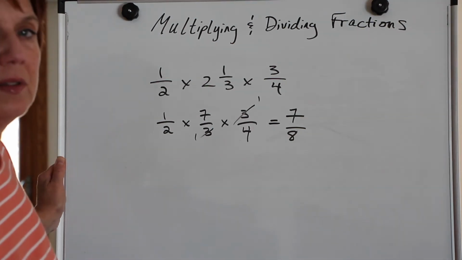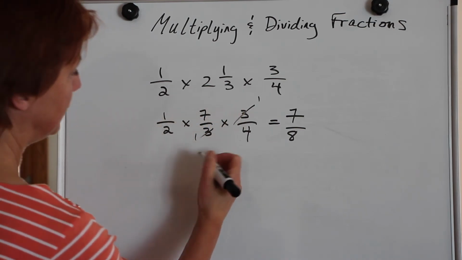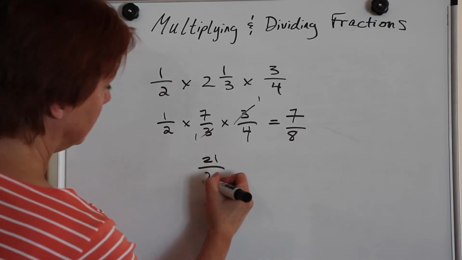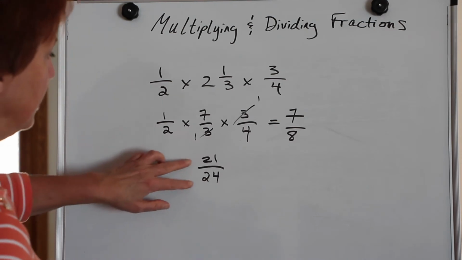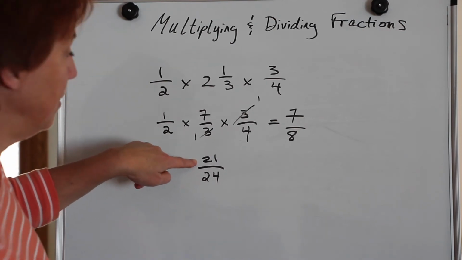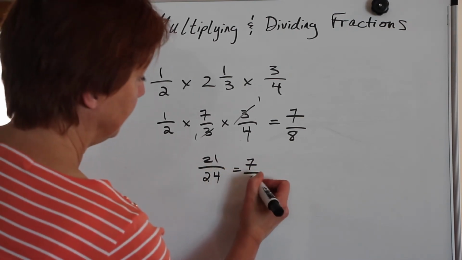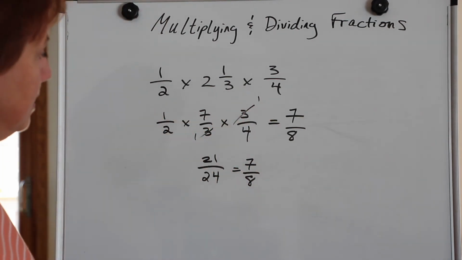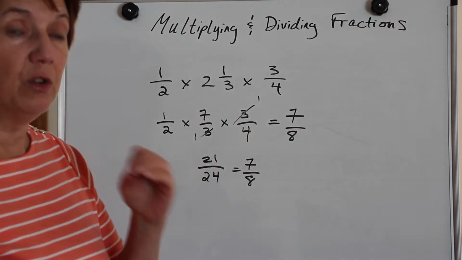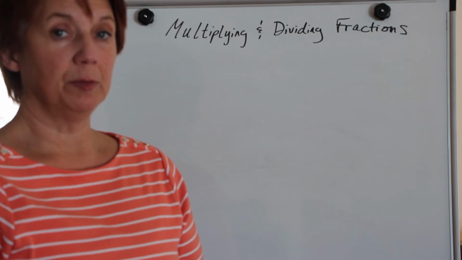If you didn't notice that there was this common 3 here, then what you would get is 1 times 7 times 3 is 21. And 2 times 3 times 4, we have 6 times 4 is 24. And then you would say, well, look at that. There's a 3 in both numbers. So then you would take the 3 and divide it out of the 21, giving you 7, and take the 3 out of the 24, giving you 8. So you're going to get the same answer, but it is easier to reduce beforehand. So train yourself to notice, to look for those opportunities to reduce. Okay, so that's it for multiplying fractions for now.